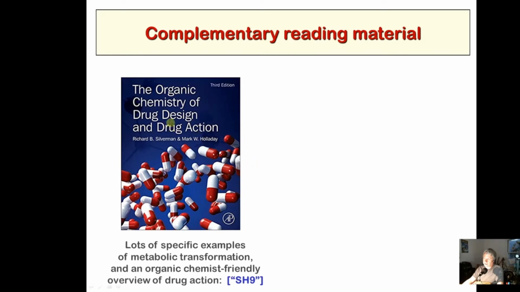I've mentioned this book before. It's really good for general organic chemistry of drugs, and it has a really good section on prodrugs. Some of my figures are actually taken from this book, Silverman and Holladay, 3rd edition. It has lots of examples of metabolism, drug action, and I think the last chapter is on prodrugs, and we abbreviate this as SH9 for Silverman, Holladay, 9th chapter.